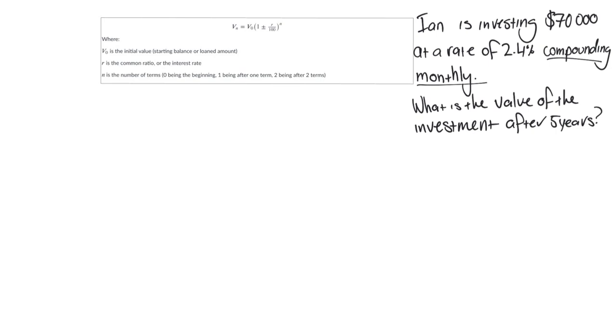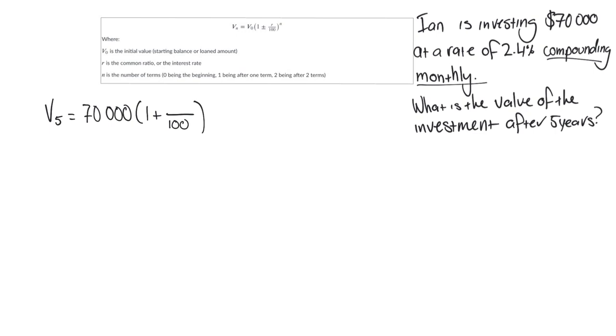Well, we use our same formula, but we just need to tweak a couple of things if we're compounding at a different rate. So if we're compounding monthly or weekly or fortnightly. So let's have a look at how the formula looks this time. Okay, so much of it's the same. Our V0 is still 70,000.